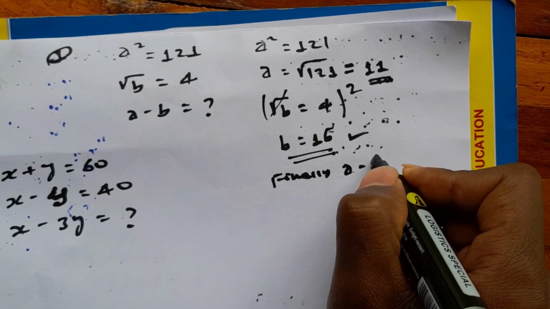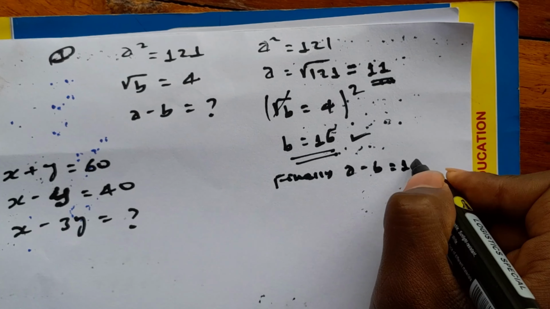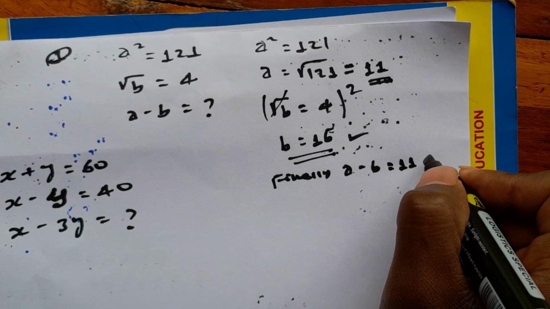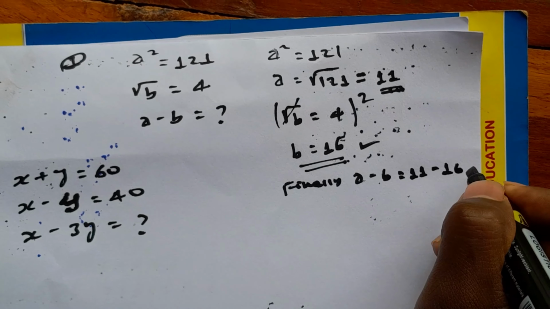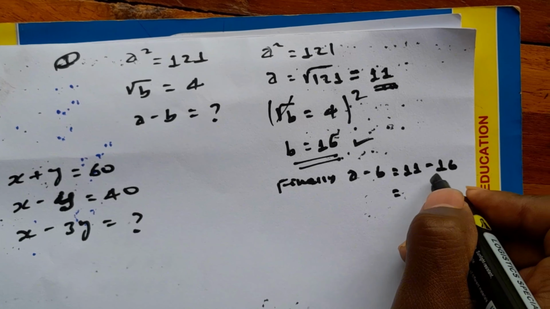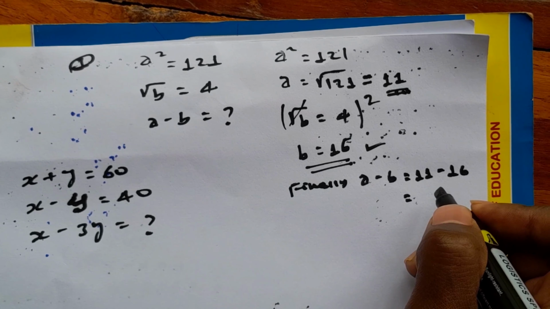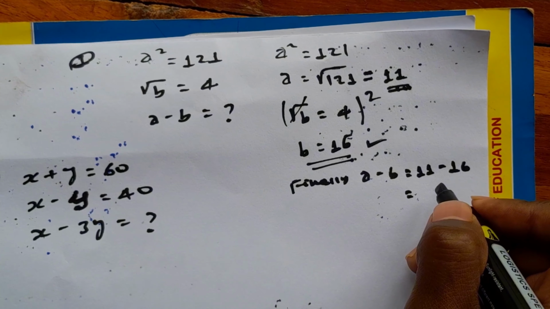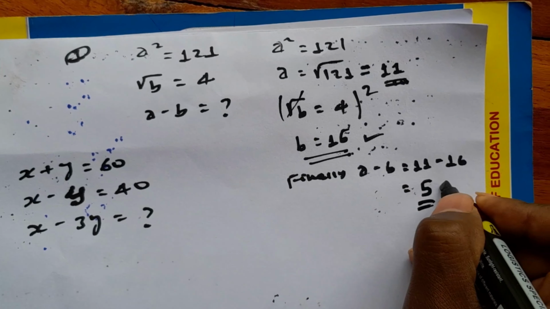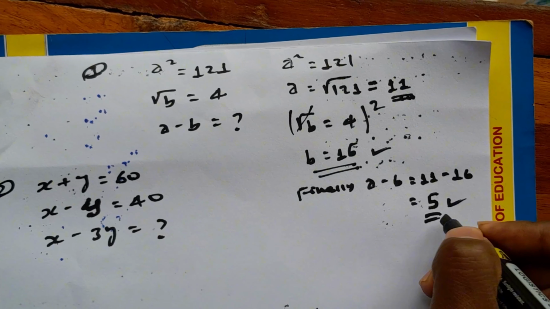After that, finally, a minus b means how much? The value of a is 11. The value of b is 16. When we subtract these numbers from each other, we find how much? 5. The answer is 5.